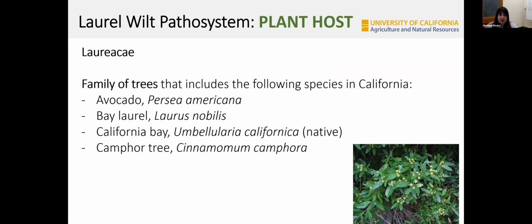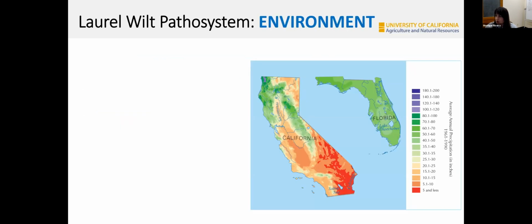The plant host is the whole family of Lauraceae that we know exists in the United States. This includes avocado, of course, but also bay laurel, the bay leaves that you use for cooking and the trees that they're collected from. California bay, which is native to California, so obviously we want to try to protect that. And then camphor trees, which are also somewhat present in the landscape.